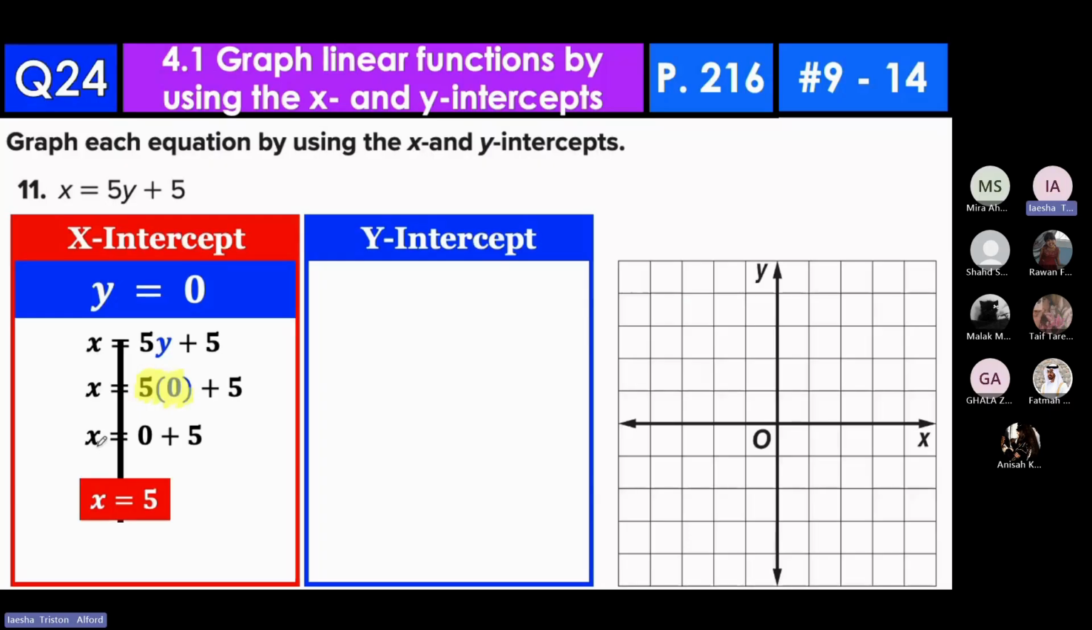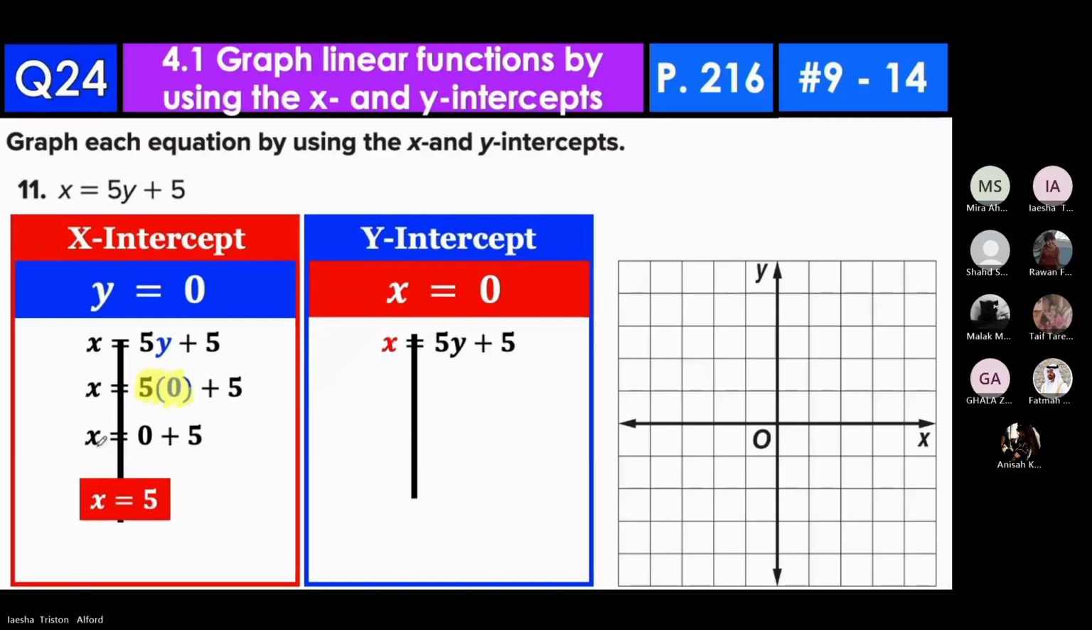For the y-intercept, you have to make x equal to 0. Copy the equation. You are not writing x. You must put 0. Then you should solve.